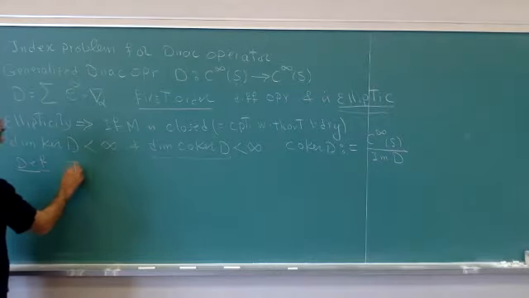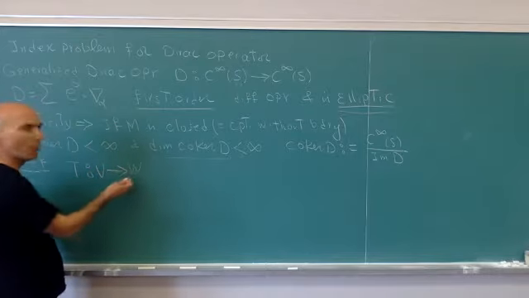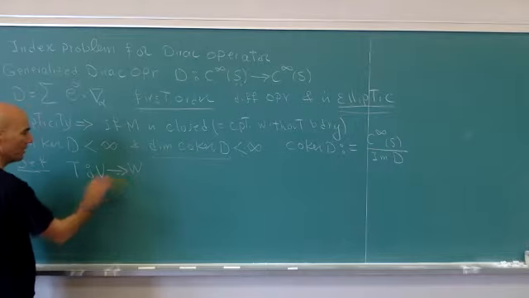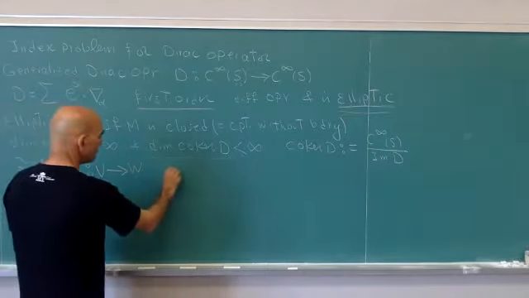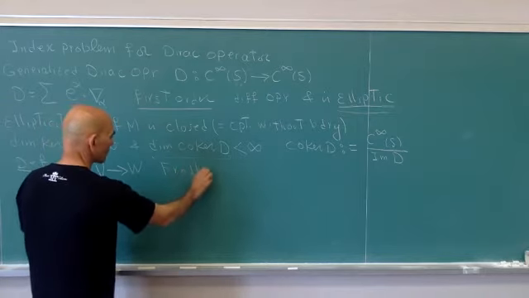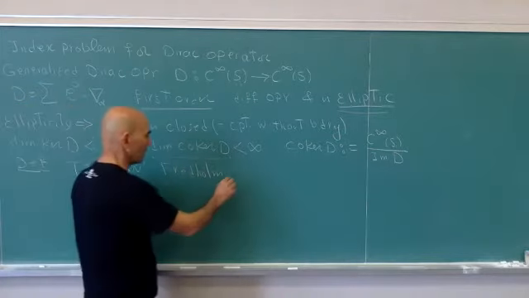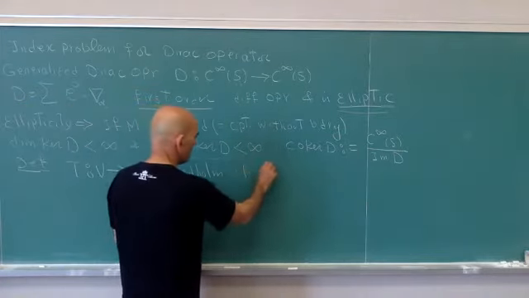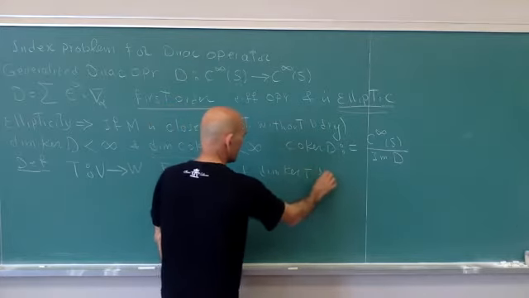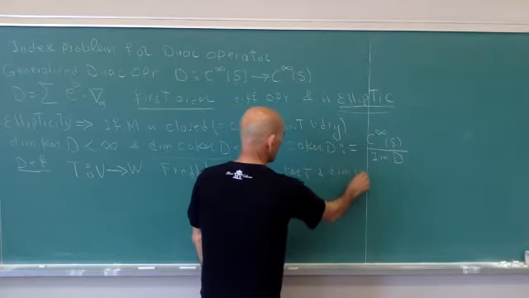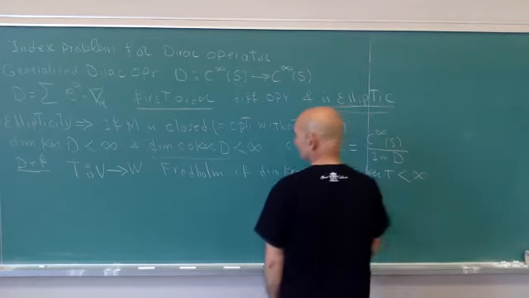So imagine you have a linear operator between two vector spaces, say over R or C. Imagine you have a linear operator between these two vector spaces. This is called Fredholm exactly if these two conditions are satisfied: if the dimension of the kernel of T and the dimension of the co-kernel of T are both less than infinity.